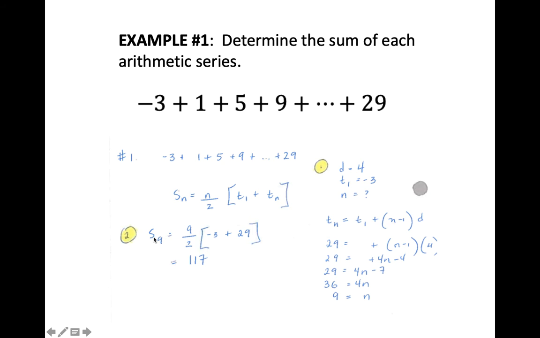So now let's go back to our formula. The sum of 9 terms is 9 divided by 2 times the first term plus the last term. And you use your calculator and set it up, and you'll find your answer is 117.